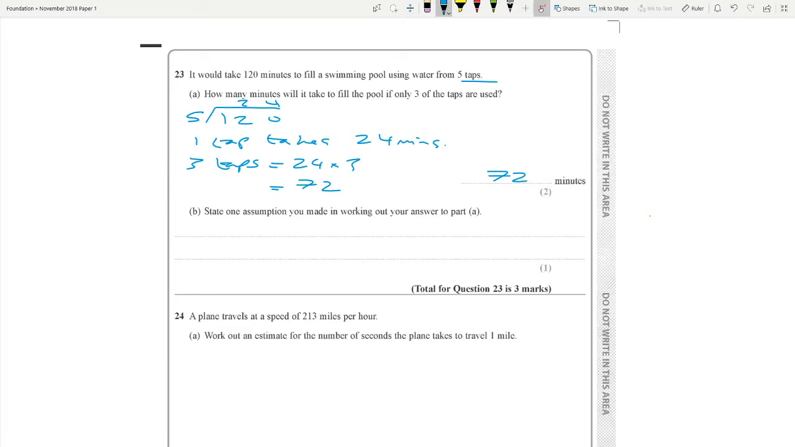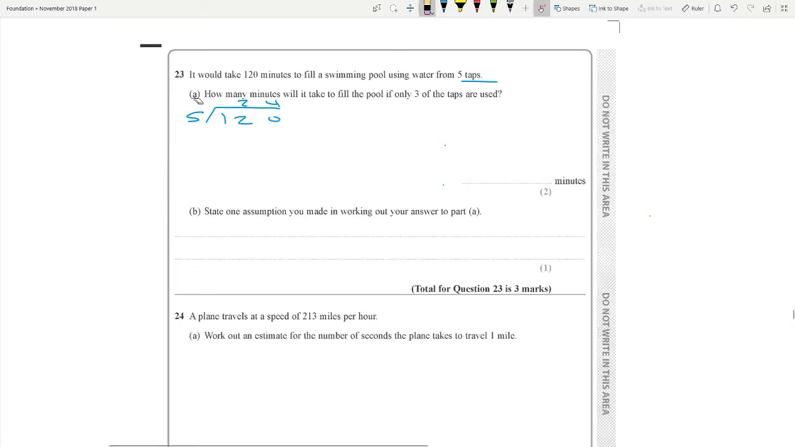Okay, let's look at that again. Sorry, I think I made a mistake on that one. So the question says that it would take 120 minutes to fill the swimming pool using water from 5 taps. How many minutes would it take to fill the pool if only 3 taps are used?